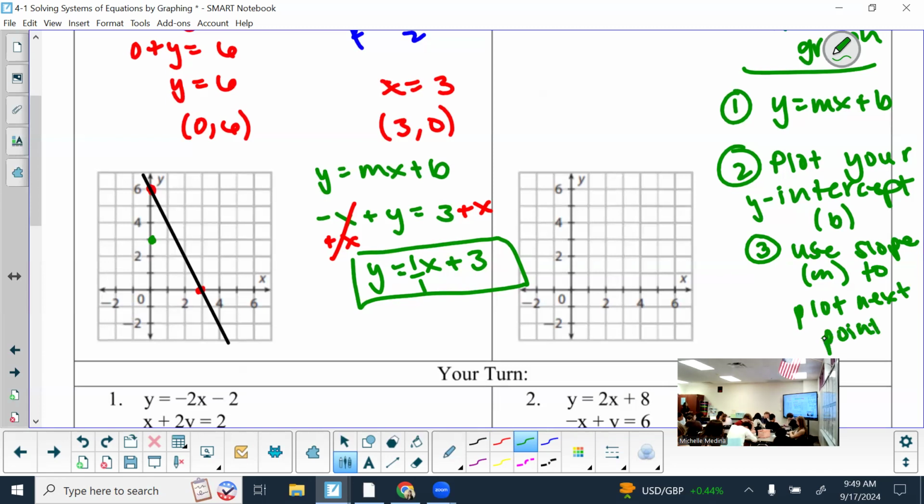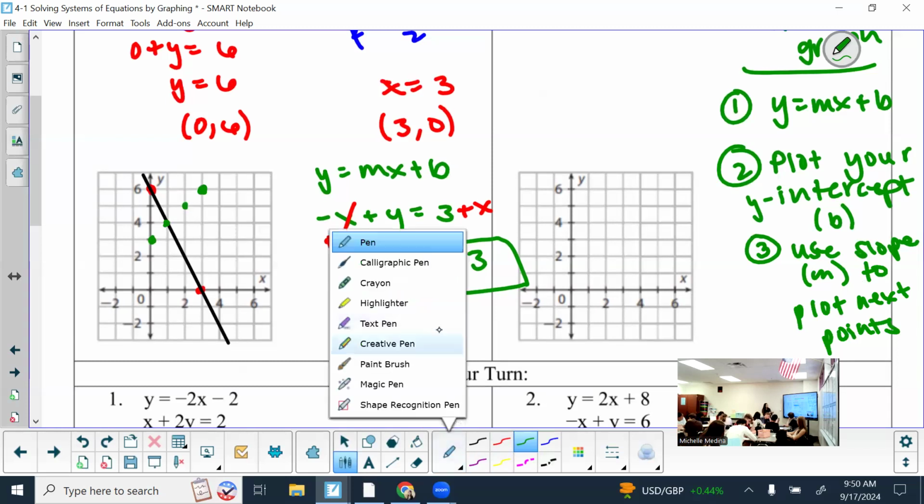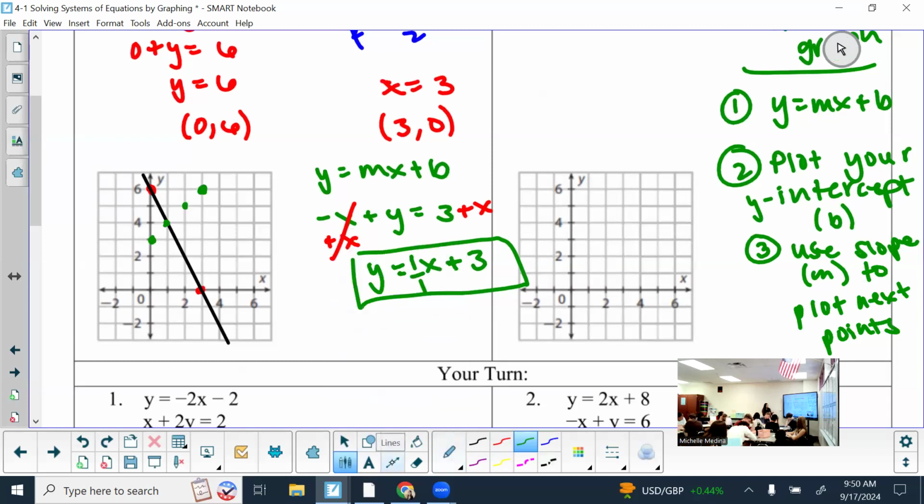And I say points because you need enough to see where they will intersect. So use as many as you need to create a perfectly straight line. So from my y-intercept, I'm going up 1 to the right 1. My rise was 1, my run was 1. Do enough to where you can make a straight line or see where they intersect. If you are doing this by hand and don't have a ruler, you could just use like the edge of one of your papers. Not on your test.